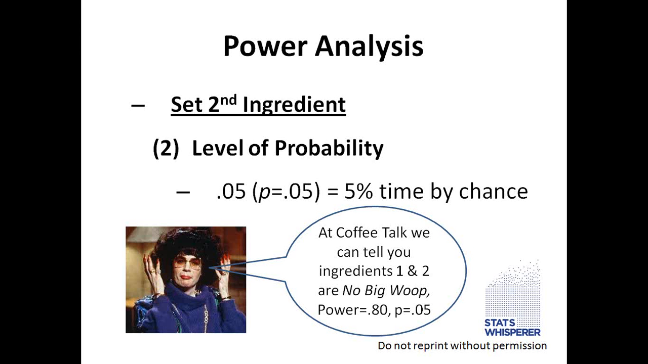So Linda Richmond from Coffee Talk would tell you, at Coffee Talk, we can tell you ingredients 1 and 2 are no big whoop. Power set at 0.80 and probability at 0.05, right? Because that's rather standard, it's rather evident, unless there's special circumstances to manipulate them.